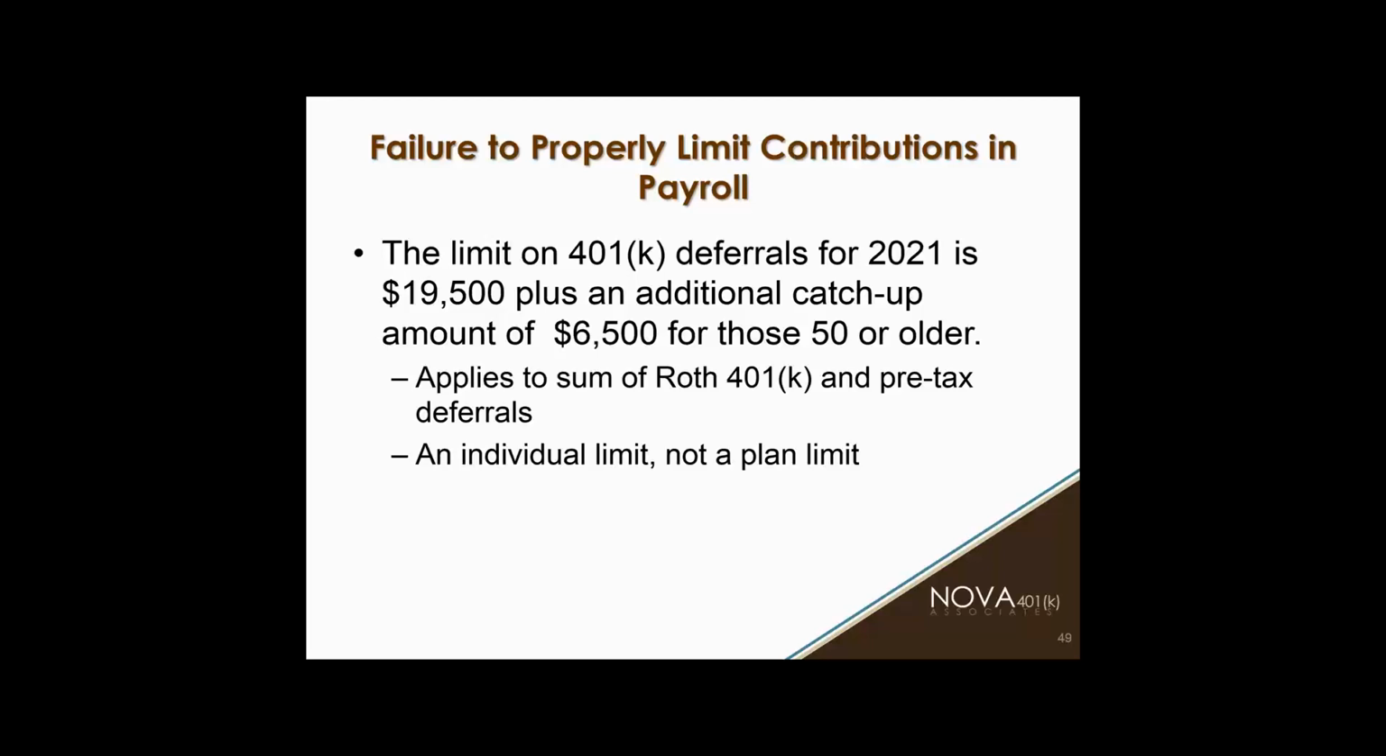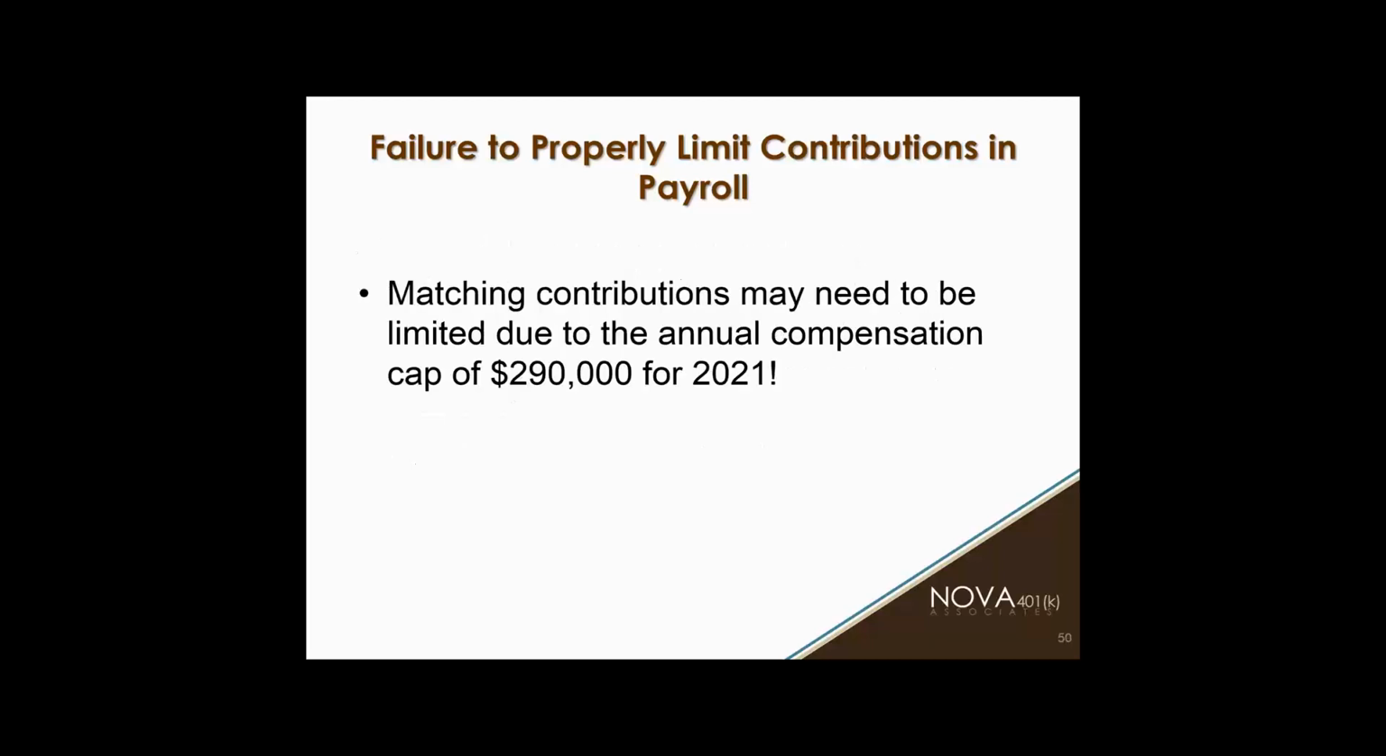So Roth is an after-tax deduction, and pre-tax is pre-tax. But you would add up all the contributions under each one of those deductions, and they're limited to these limits. The match has a separate limit. If you're not making a matching contribution, then don't worry about this. But if you ever do, or you are making one, this is something you need to keep in mind.